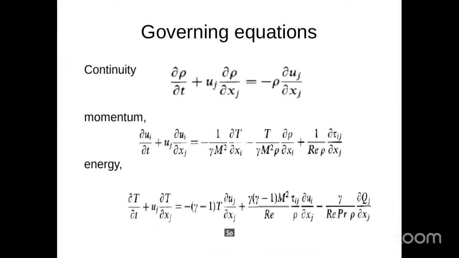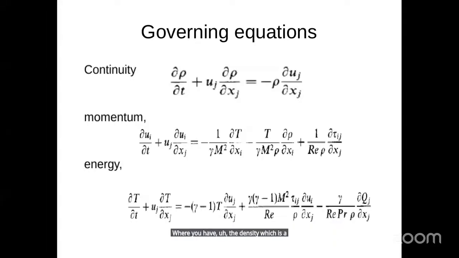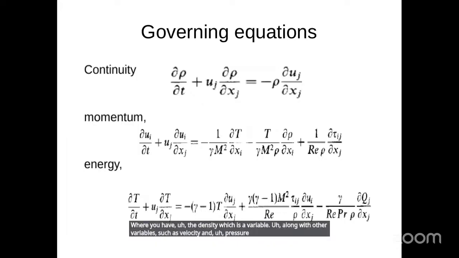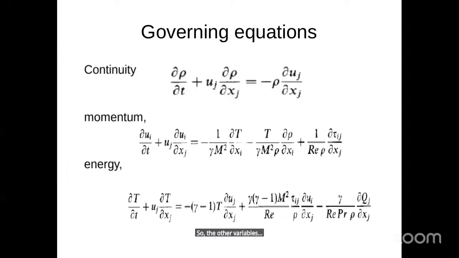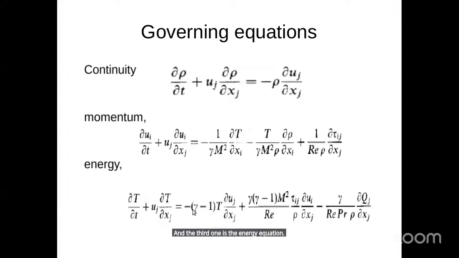So let's have a look at the governing equations. The continuity equation is given as the first equation, that is mass conservation, where you have the density, which is a variable, along with other variables such as velocity and pressure. The other relevant equations are the momentum conservation equation, which is the second one, and the third one is the energy equation.